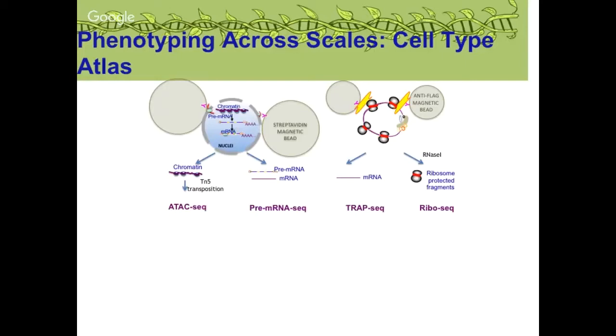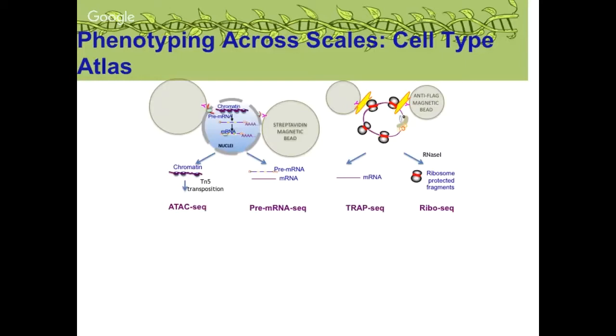The first technology is called INTACT, or isolation of nuclei tagged in individual cell types. In this particular case, for instance, with one of the 11 cell type promoters that we have found to drive expression in tomato, we take the cell type specific promoter and drive the expression of a biotin ligase. We're then able to immunopurify those nuclei using streptavidin magnetic beads.